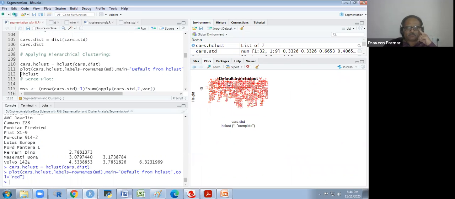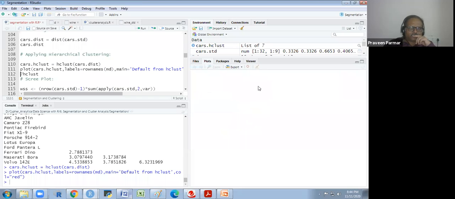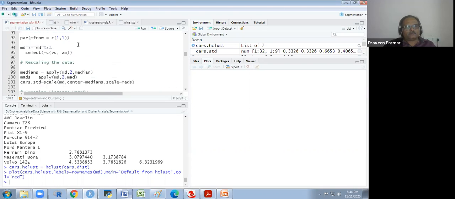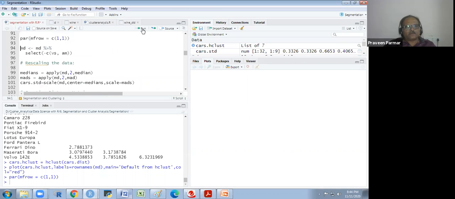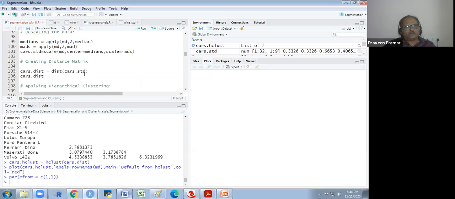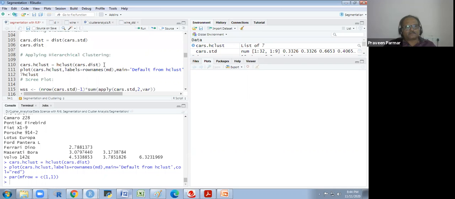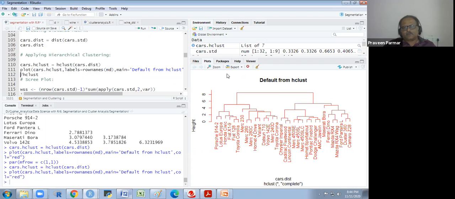So this is my plot. Why am I not getting that? Just a moment. I have to convert them. Now it should be better. Got it?